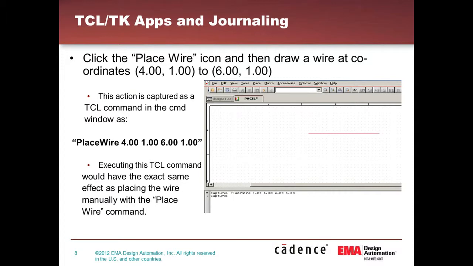So let's say we would like to automate the process of drawing a wire. In this example, we click the Place Wire icon and then draw a wire at the following coordinates. With support for journaling, you can see how this action is recorded as a Tickle command in the command window. Executing this Tickle command would have the same effect as placing the wire manually with the Place Wire command. This is obviously a simple example. However, you can see where we could potentially go with this capability.